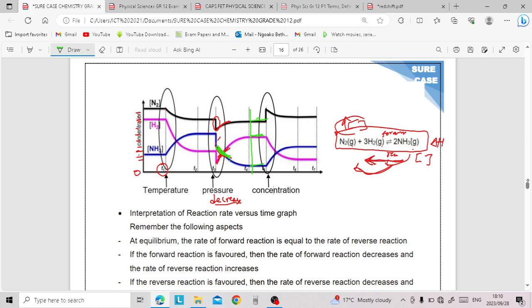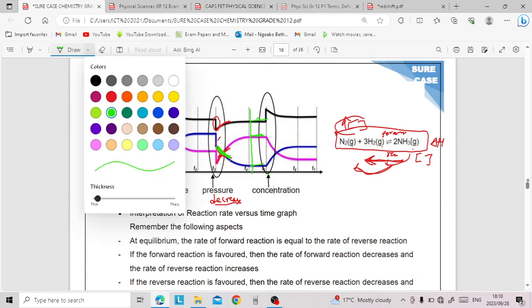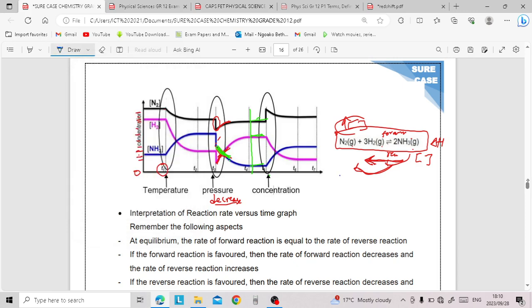Now at T5, we disturb the equilibrium again. What is happening? It is disturbed when there is a one spike. If there is one spike here and the rest are not spiking, and it is not temperature, then it means the factor here is concentration. If concentration is added, they show a spike, or if concentration is decreased, they show it going down.